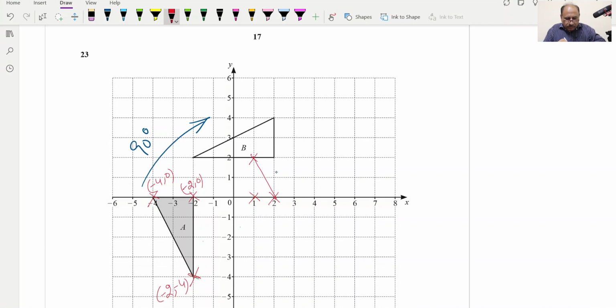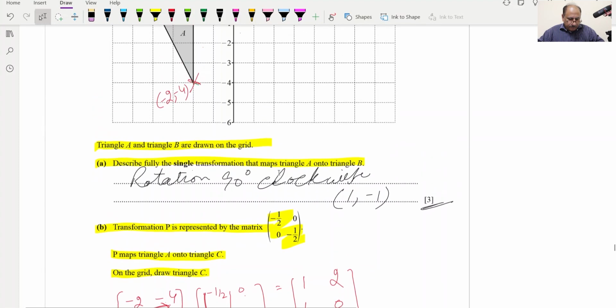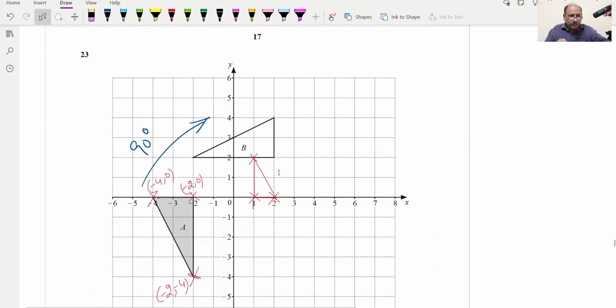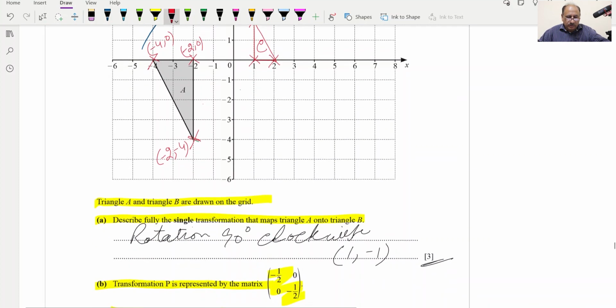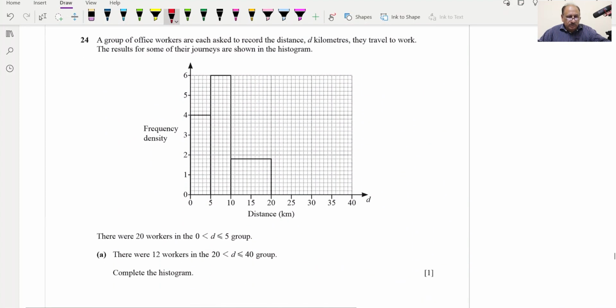This will be the triangle which we were supposed to transform, and we have to label it as C. So triangle C we can label over here. This is our triangle C which we are done. Hopefully you got this. Now question number 24. Question 24 is a histogram question. A group of office workers are each asked to record the distance d kilometers that they travel to work.